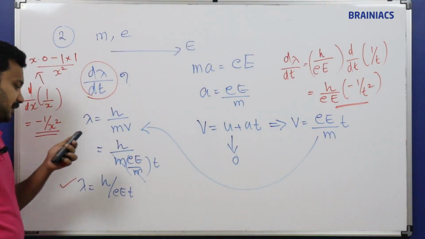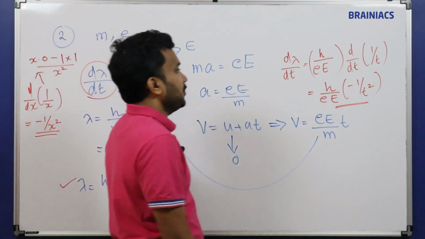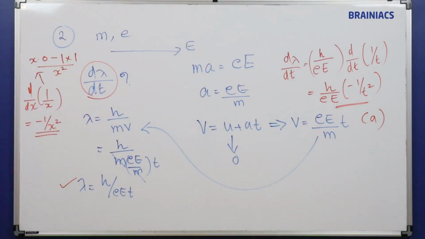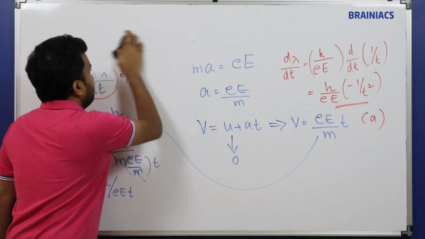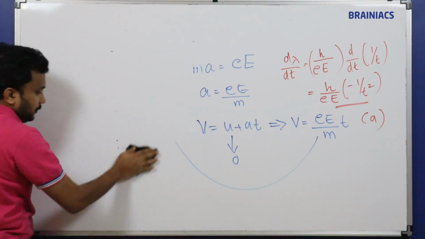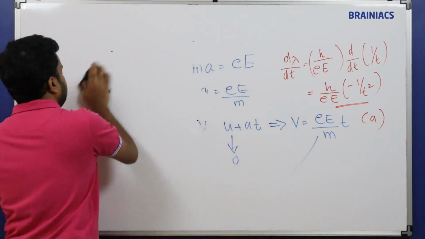Let's have a look at what's coming there. Minus h by eEt square. Option A is the right answer for question number 2. Good. Hope this is clear. We'll move to the next question. Understand each step, then only things will be easier to solve.